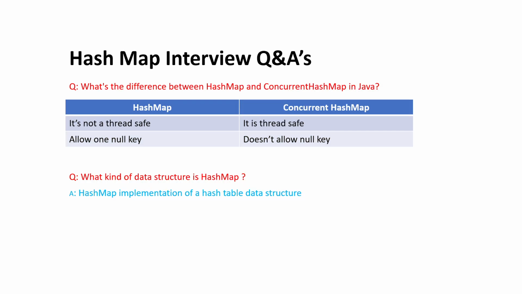Moving forward, the next question is, what's the difference between HashMap and ConcurrentHashMap? HashMap is not thread safe, but ConcurrentHashMap is thread safe. ConcurrentHashMap does not allow any null key, but HashMap allows one null key. What kind of data structure is HashMap? HashMap is an implementation of the hash table data structure.